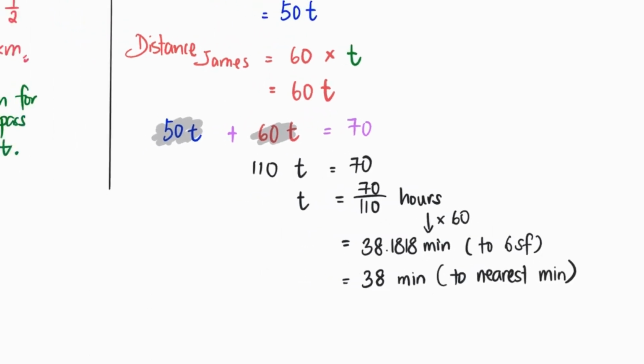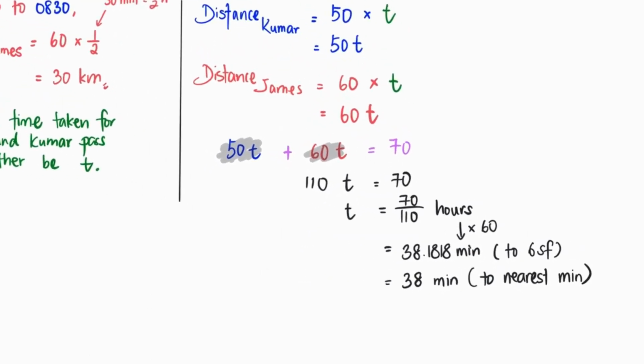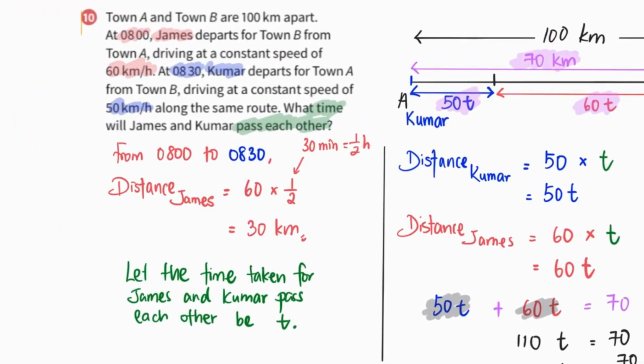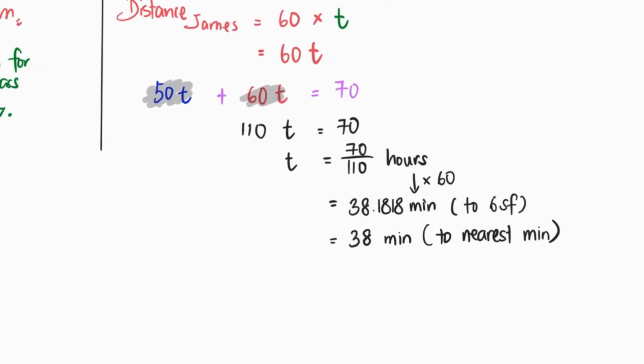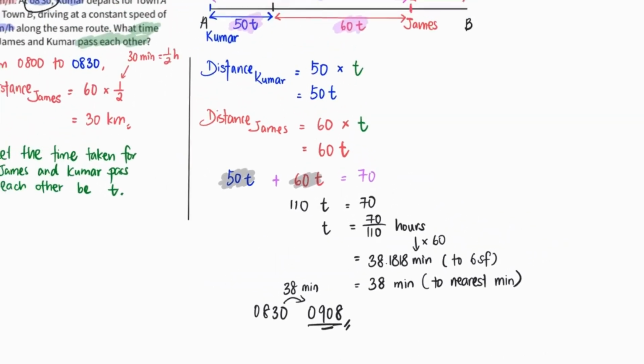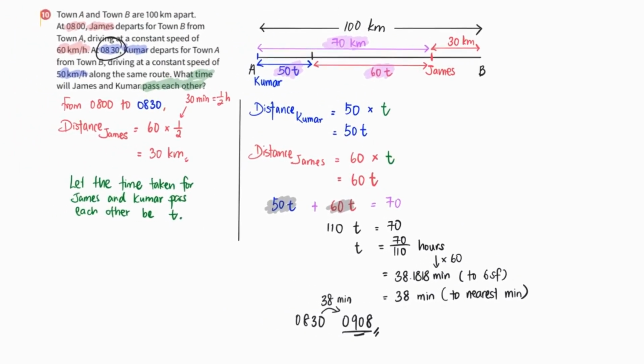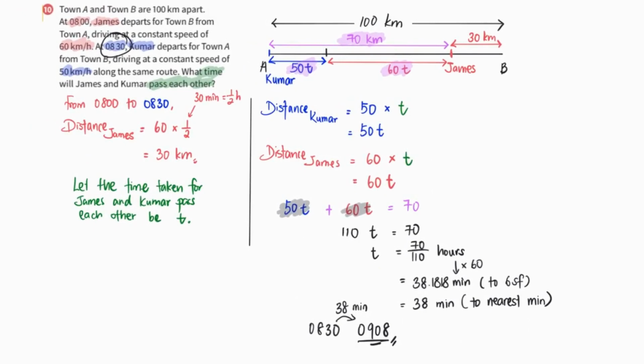So that having for this part of the journey, which starts at 8:30, what will be the time they pass each other? So from 8:30, 38 minutes later, 9:08. And therefore that will be the final answer to this question. They will pass each other at 9:08 AM.